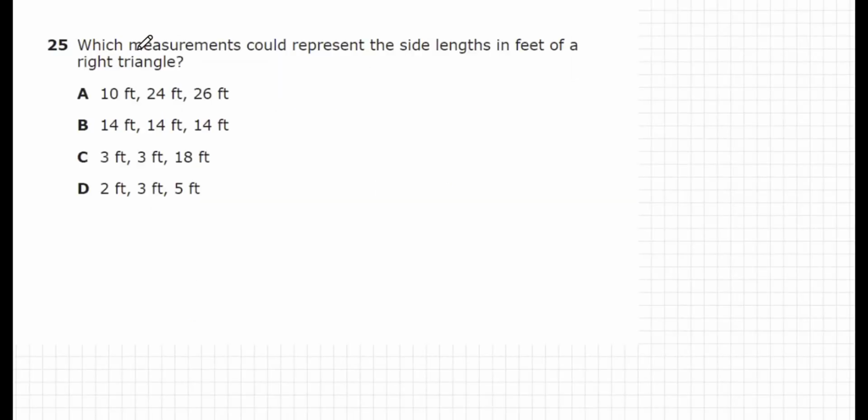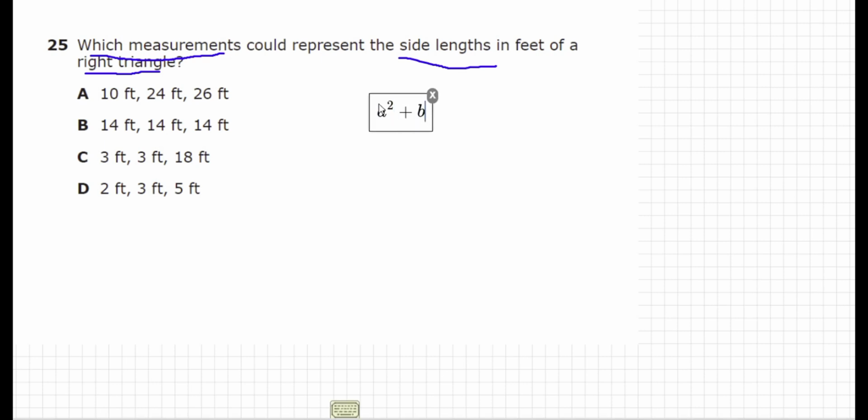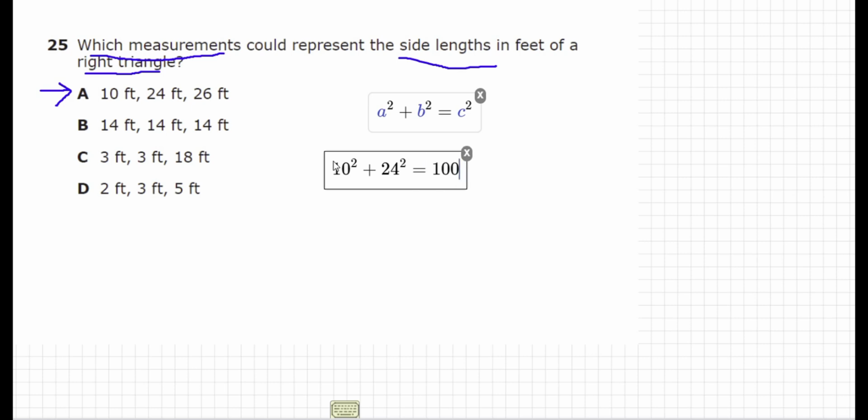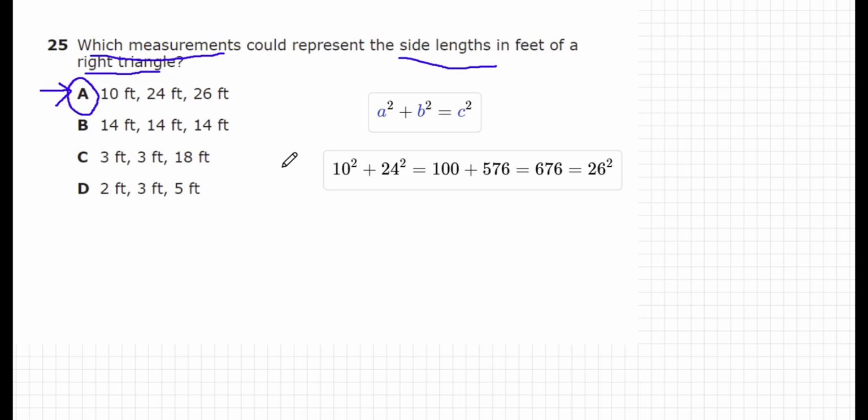Question number 25. Which measurements could represent the side lengths in feet of a right triangle? To determine the side lengths of a right triangle, apply the Pythagorean theorem: a squared plus b squared equals c squared. Option A: 10 squared plus 24 squared equals 100 plus 576 equals 676, which is 26 squared. Hence, A is the correct answer.